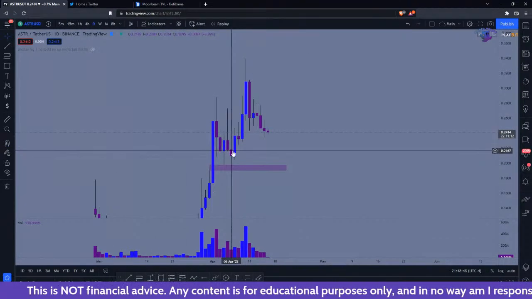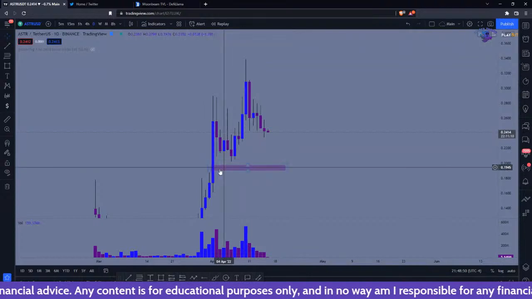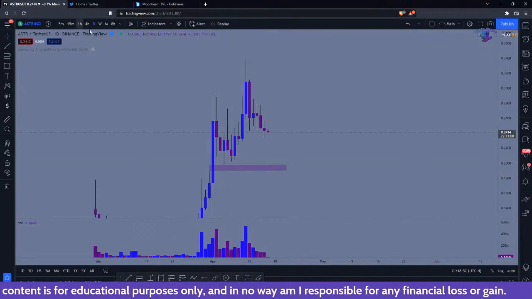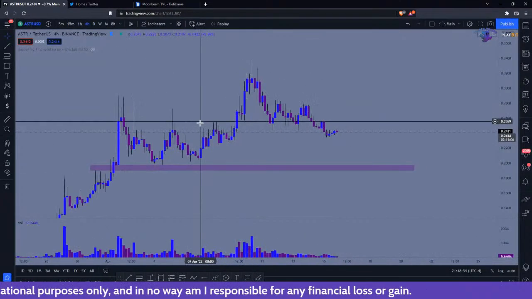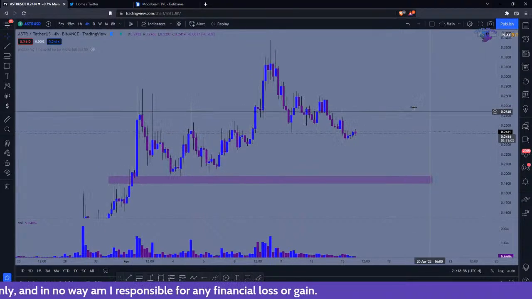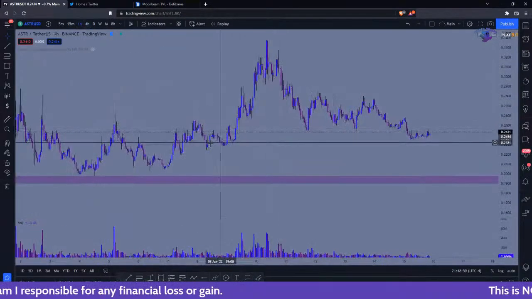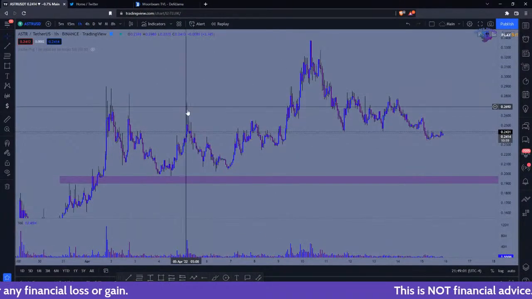So fair value gap on the daily. It's really the only big area of daily liquidity. Also, you've got this major low. I would like it if price would come back down under that. If we look at the 1 hour, nasty wicks.